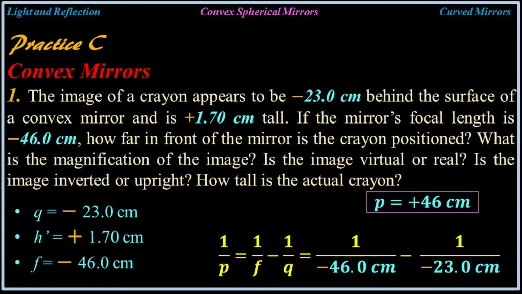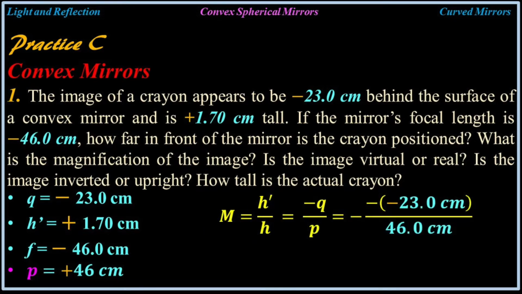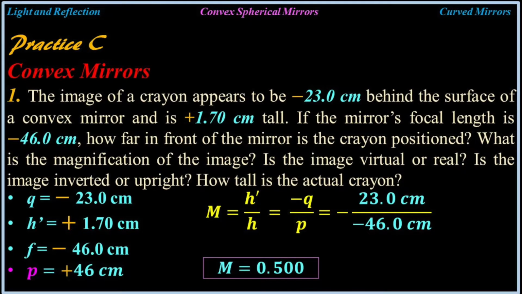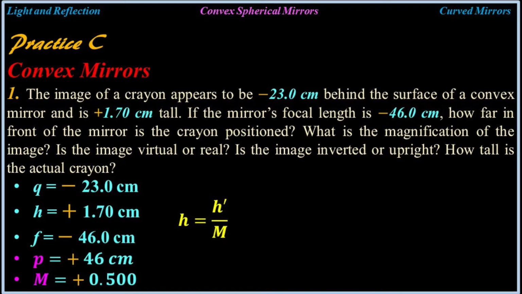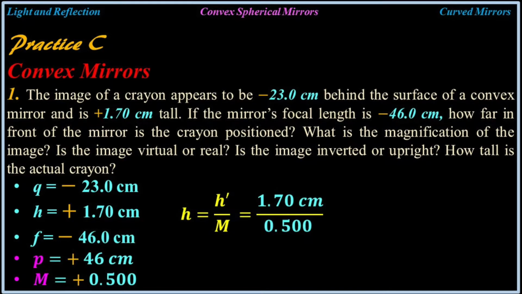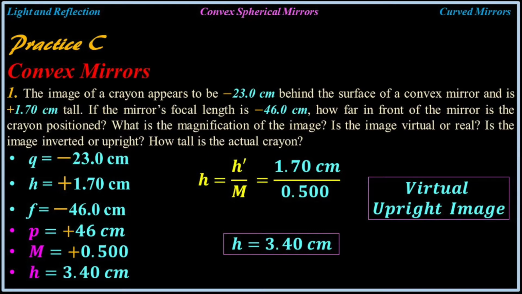All right, there's the modified mirror equation. And now let's find m. m is going to definitely be positive, a virtual, upright image. It's going to be half the size. Now h. We know what h prime is, and we know what the magnification is. So it's going to be a 3.40 centimeter object, with a virtual upright image.